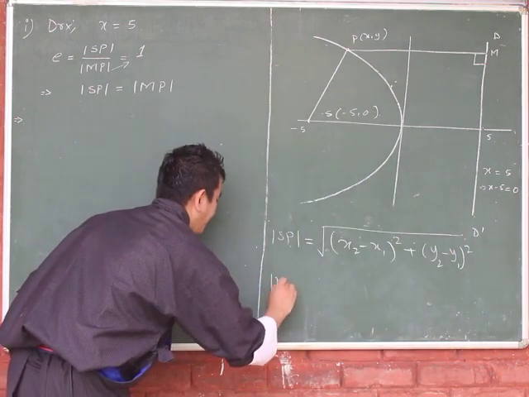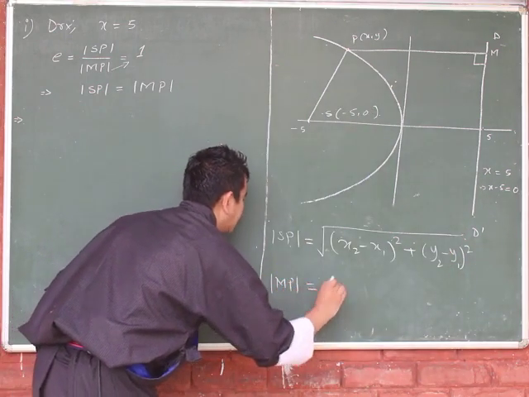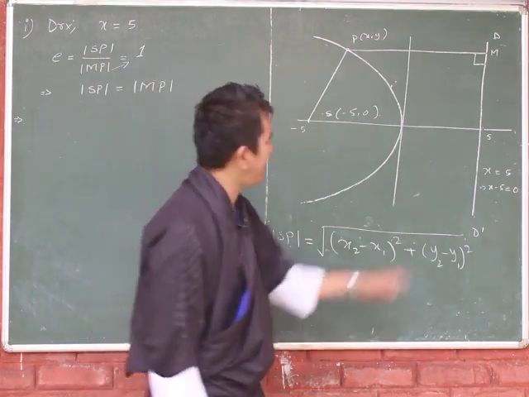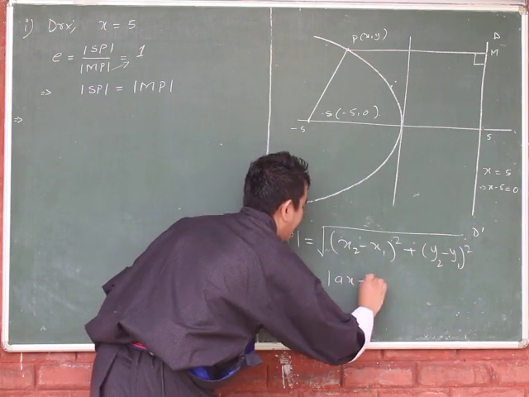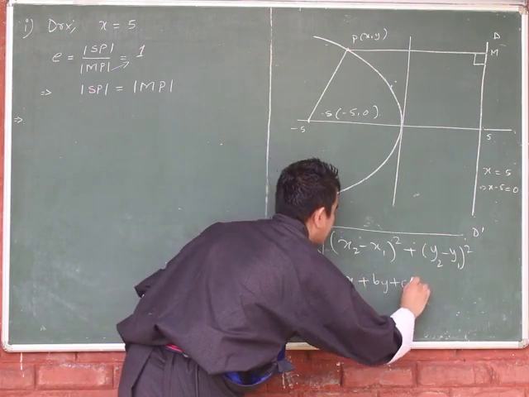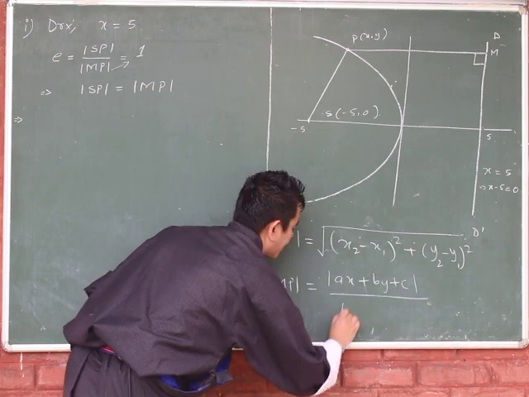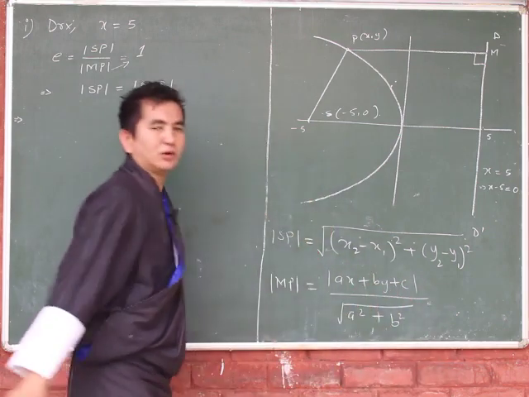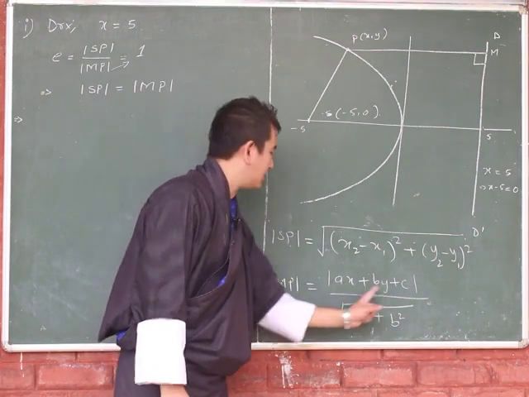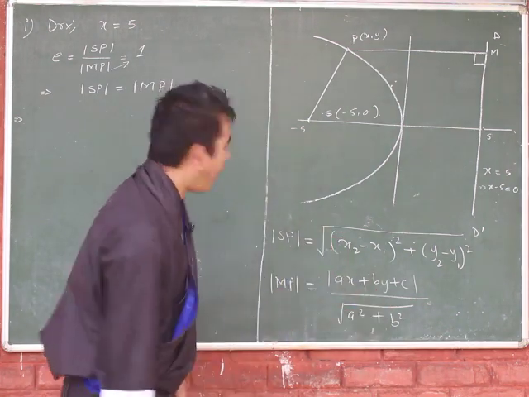Then MP is a perpendicular distance made by this directrix. So we have modulus of ax plus by plus c divided by root of a square plus b square, where a is the coefficient of x, b is the coefficient of y.